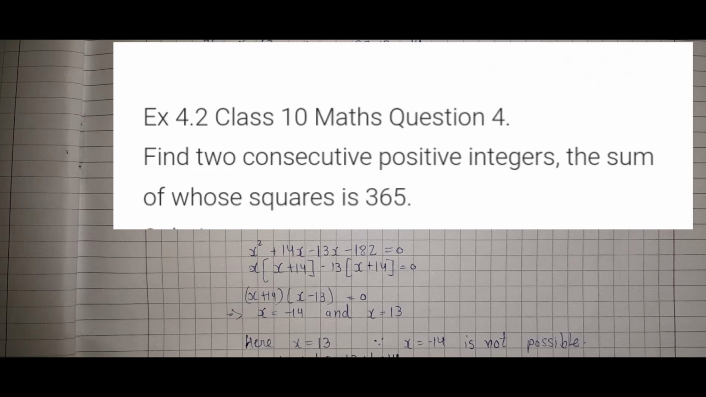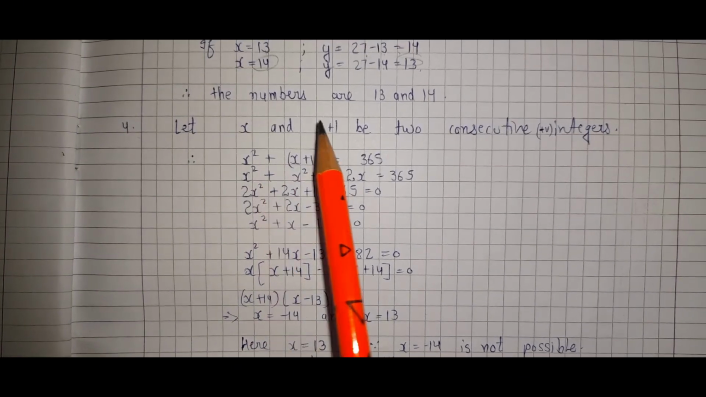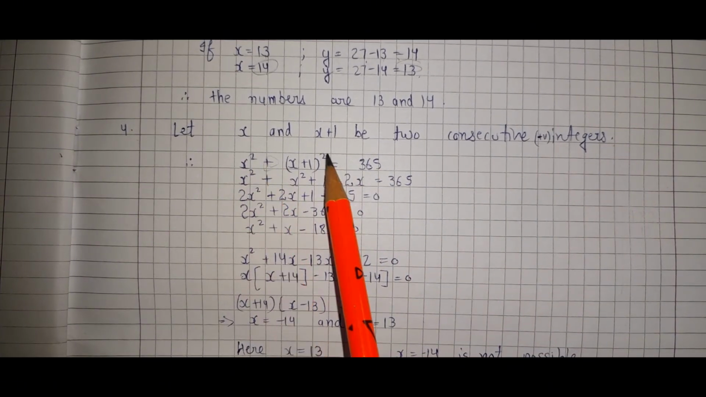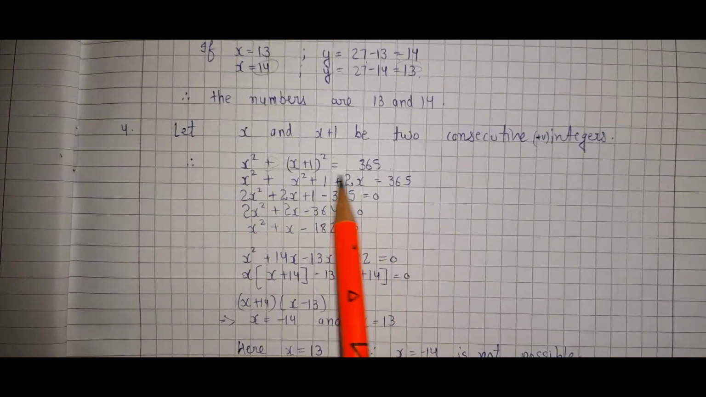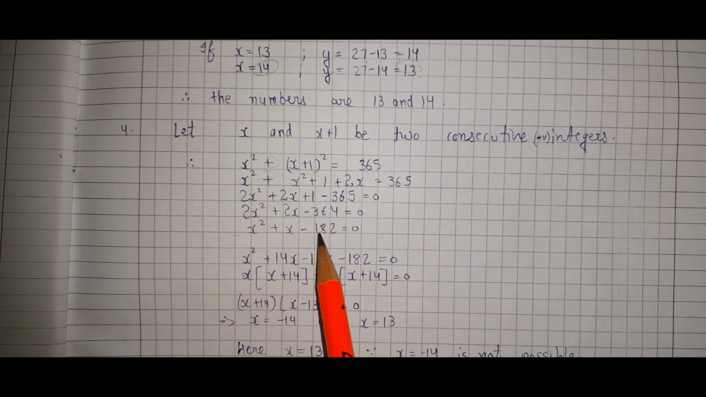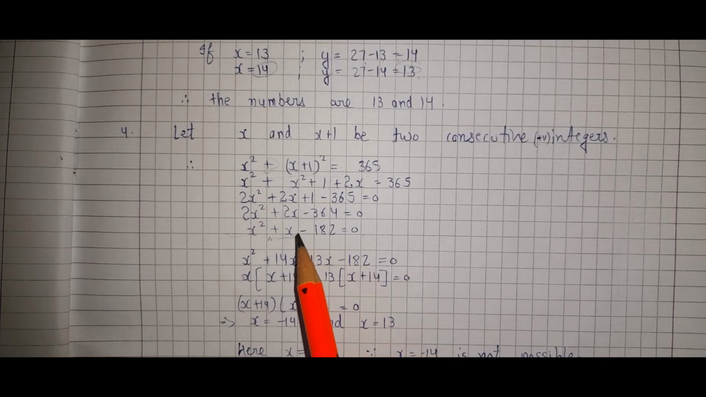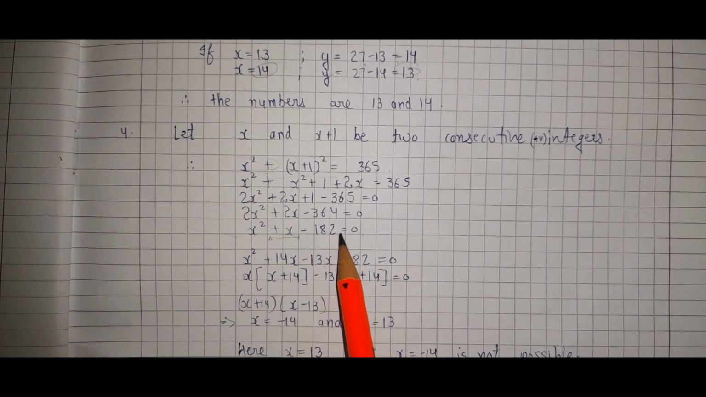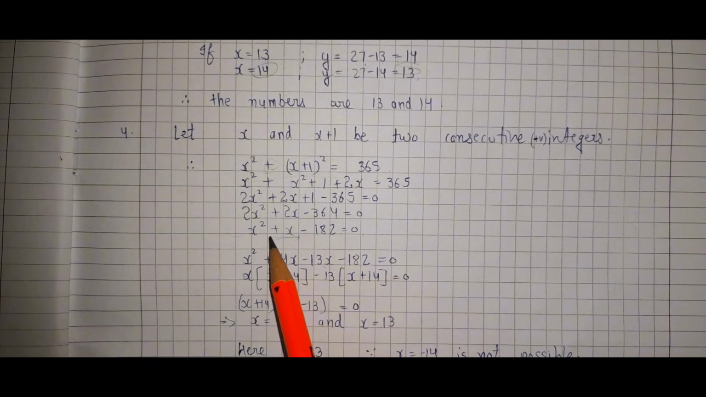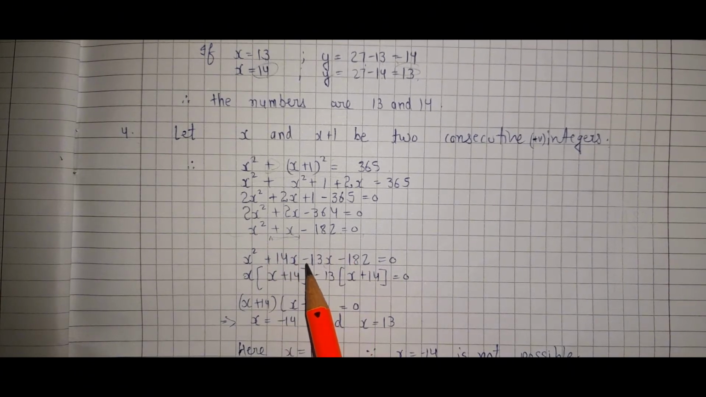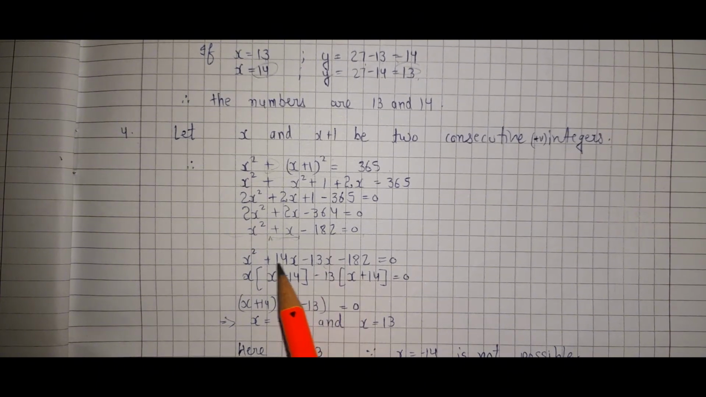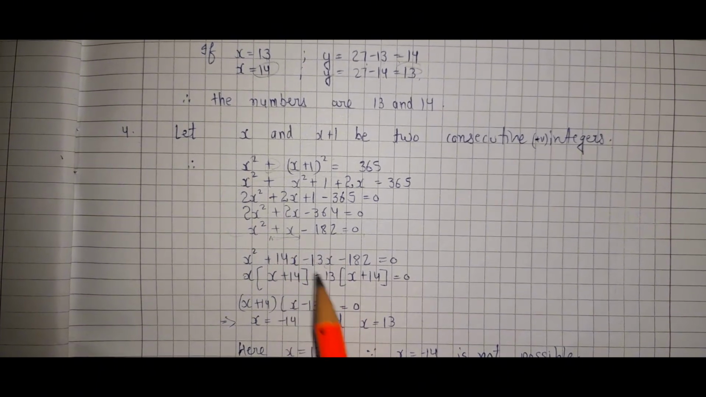Question: find two consecutive positive integers, sum of whose squares is 365. So let x and x plus 1 be two consecutive positive integers, sum of whose squares is 365. After solving this equation, we will get x square plus x minus 182 equals 0. Here to find the value of x, we need two numbers such that their multiplication will become minus 182 and after adding these two numbers, we will get plus 1. So 14 and minus 13 are the two numbers such that their multiplication gives us 182 and after adding these two numbers, we will get 1.